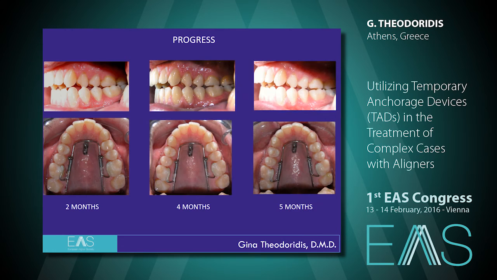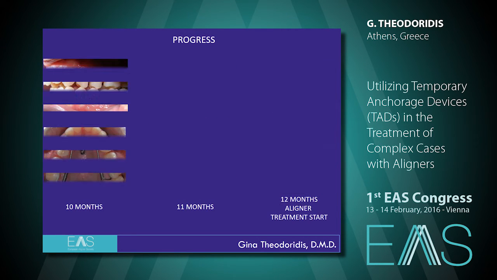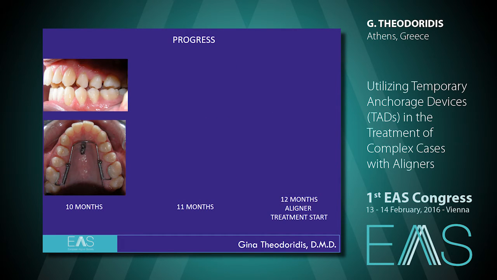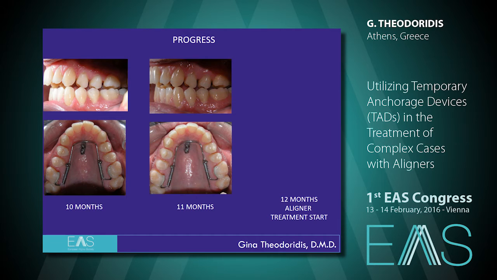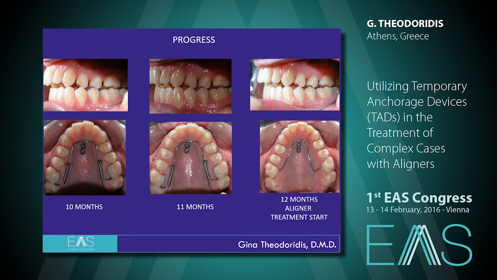In the first 5 months of treatment, we saw a very slow correction of the class II relationship, mainly due to the pulling of the interseptal fibers. In 10 months, the spaces were evident, 11 months, and then at 12 months, the molar had moved to class 1, and the patient was initiated with aligner treatment, and the treatment of choice was Invisalign.